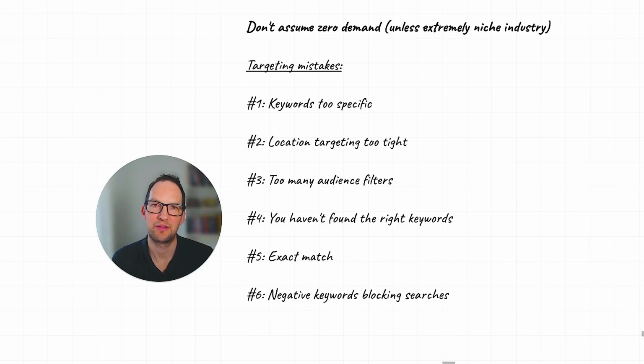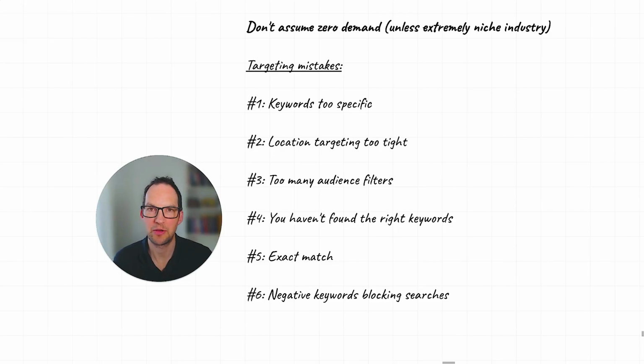Number 3, the audience filters. Instead of using the targeting mode, you want to use the observation mode. Number 4 is that maybe you just haven't found the right keywords. And so instead of using industry jargon, I want you guys to be using words that customers would actually type into Google, how they speak to you when they talk about the problems they're trying to solve. Number 5 is that you're using exact match. So you could try phrase match or broad match. And if you use broad match, make sure you use negative keywords to block out some of the irrelevant searches.